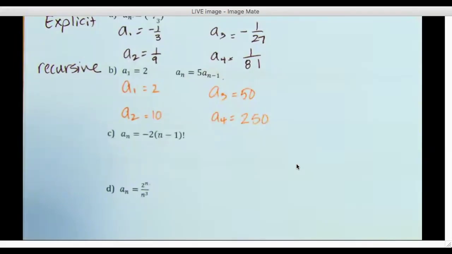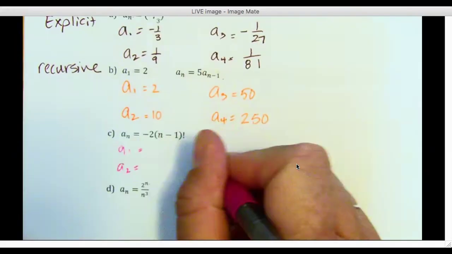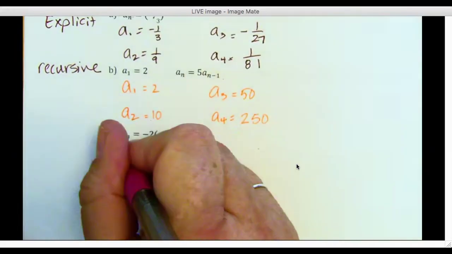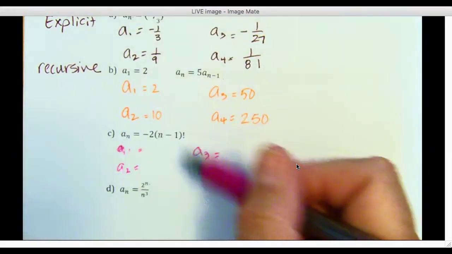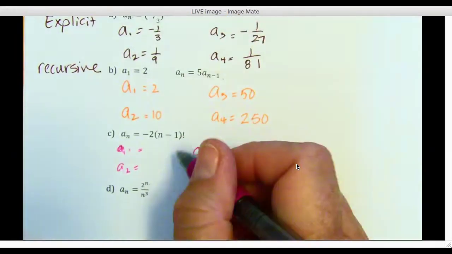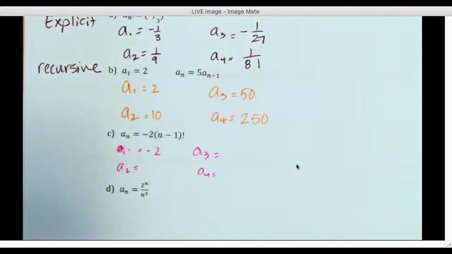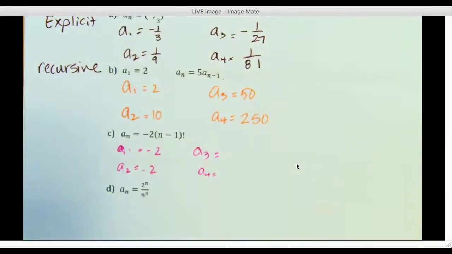The next one, again, we're finding a 1, a 2, a 3, and a 4. Plugging in 1, 1 minus 1 is 0. 0 factorial, as we saw above, is defined as 1. 1 times negative 2 is negative 2. And a sub 2, 2 minus 1 is 1. And then 1 factorial is defined as being 1. 1 times negative 2 is again negative 2.